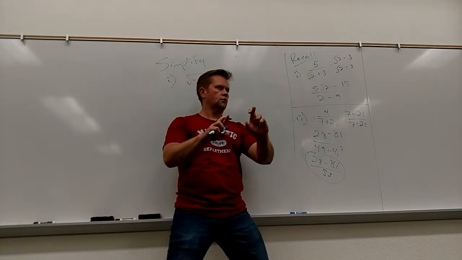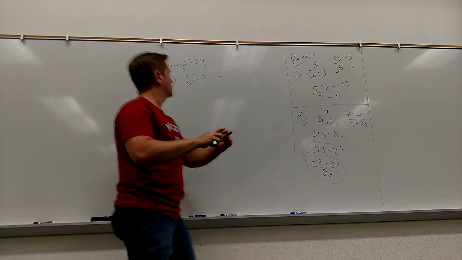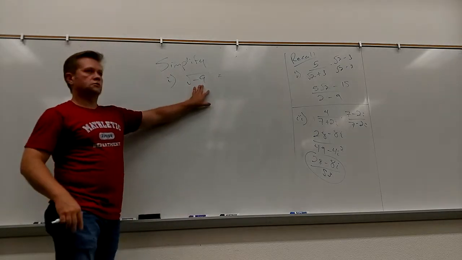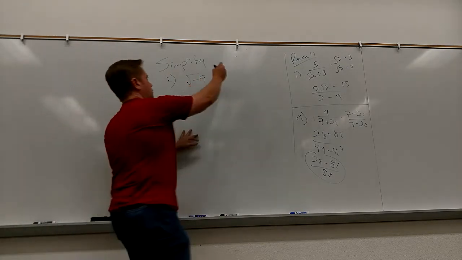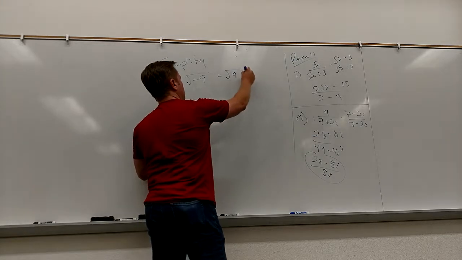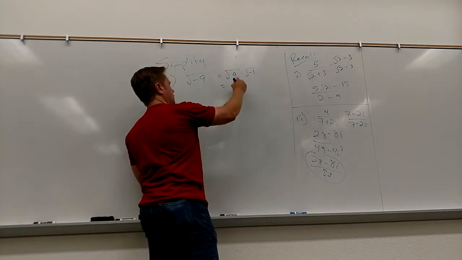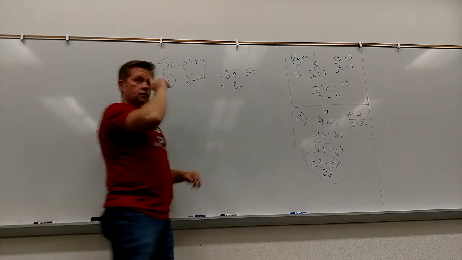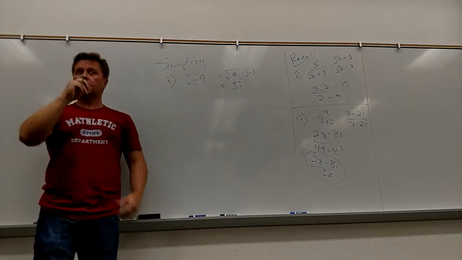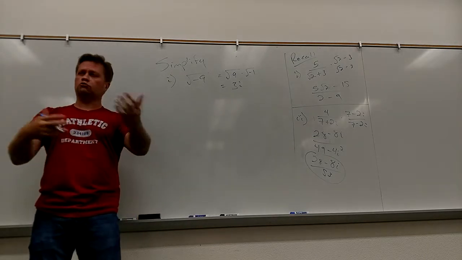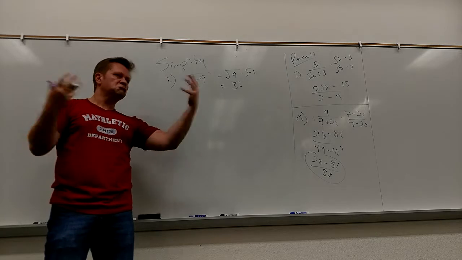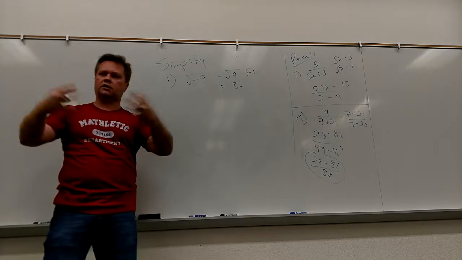So this guy, 3i. I could break it up as the square root of 9 times the square root of negative 1. The square root of 9 is 3. The square root of negative 1 is i. i is just the way we choose to write the square root of negative 1. It makes it a little easier to work with.